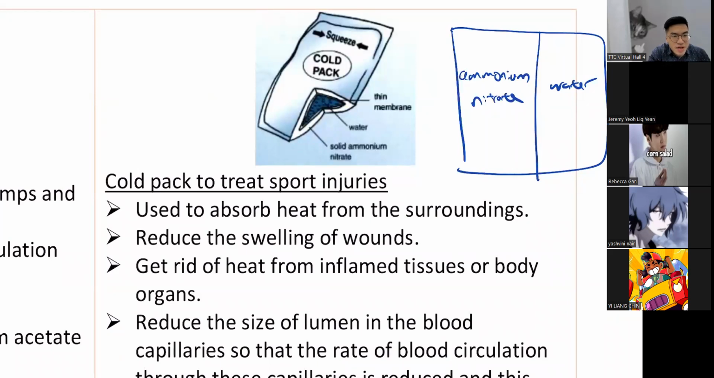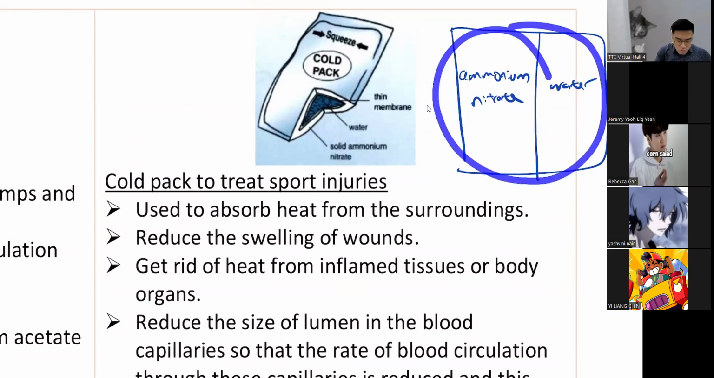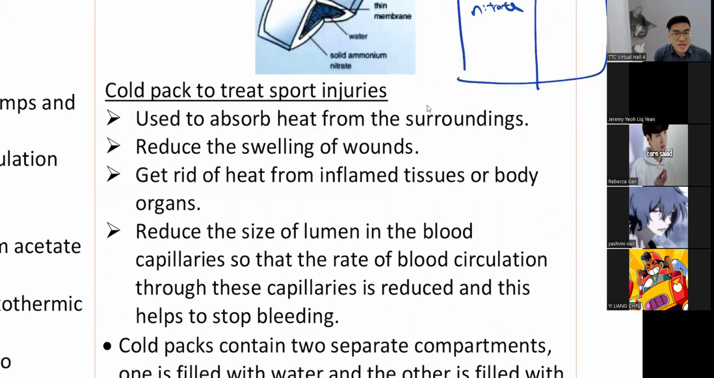Okay, yes, Wenfeng, hello. Anyway, so this is how a cold pack works. So cold pack is very good for treating injuries. For example, if you have a bruise, you know it's a bruise, right? If you have a bruise, what happens during a bruise? Let's say someone punched you in the face, you have a bruise.